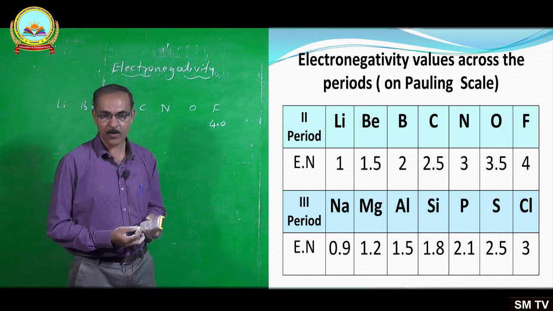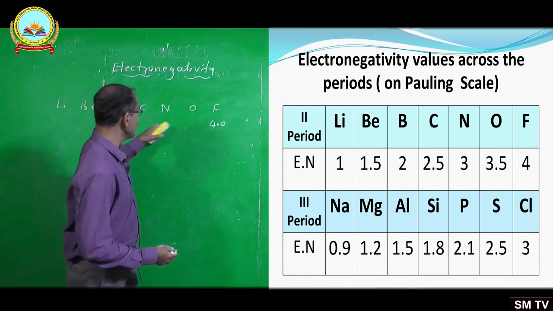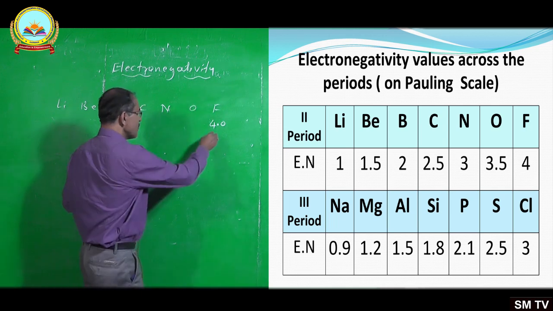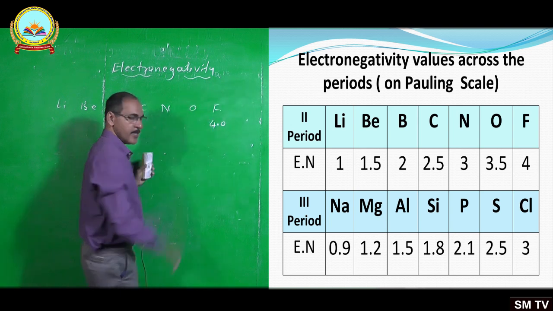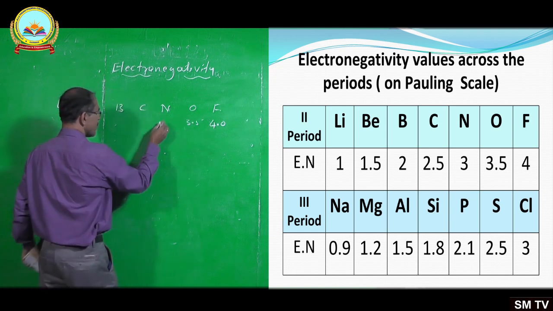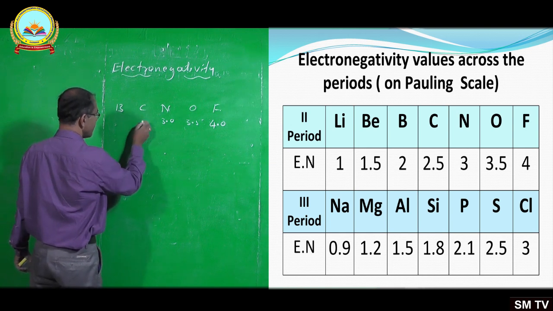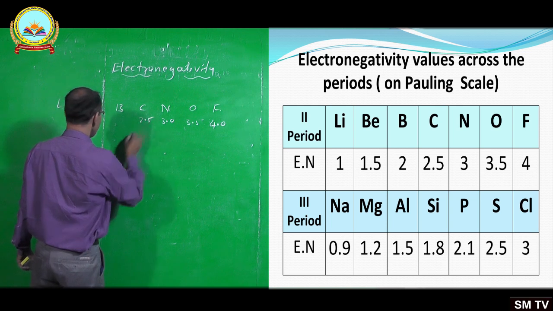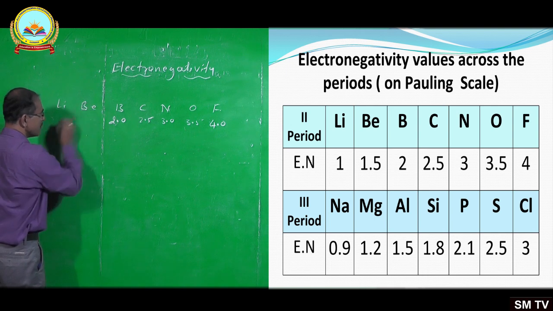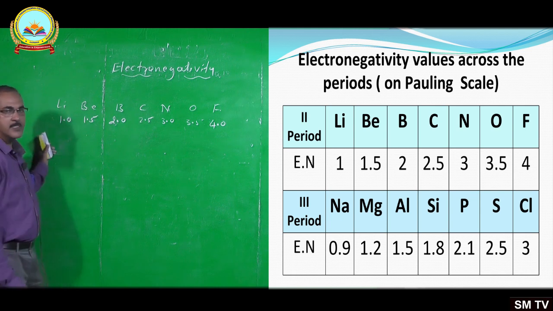Ionization enthalpy is measured in kilojoules per mole. Electron gain enthalpy is also measured in kilojoules per mole. Now, electronegativity does not have any units. So the value of 4 is fixed for fluorine. The value for oxygen is 3.5, for nitrogen 3.0, chlorine 3.0, carbon 2.5, for boron the value is 2.0, beryllium 1.5, and for lithium the value is 1.0.